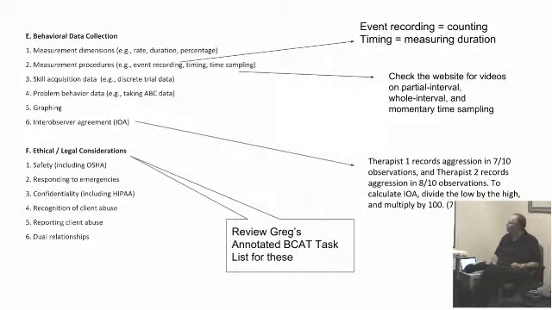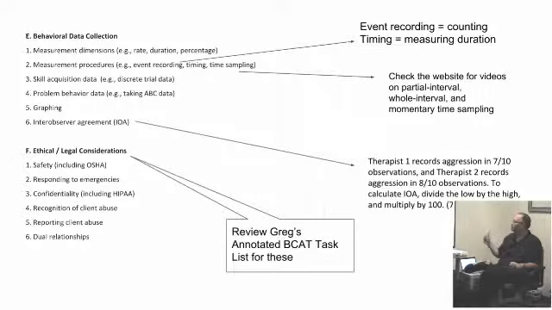Data collection is all pretty straightforward. Measurement dimensions: we measure rate, duration, percentage. Those are all just high school math. Measurement procedures: event recording. Event recording just means counting, the same thing as counting or frequency. I didn't really use that term ever, so it was new to me. Timing means measuring duration, so how long did it last?